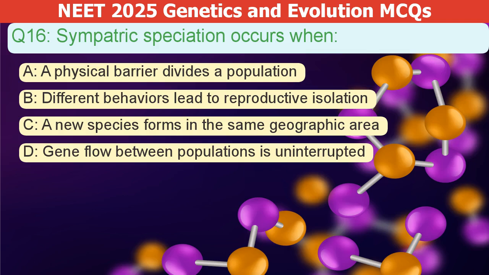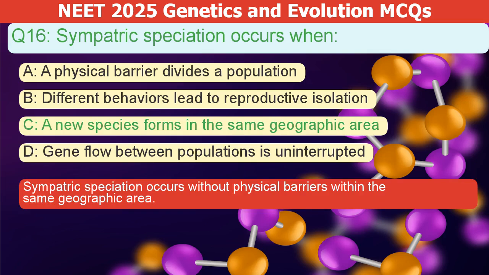Sympatric speciation occurs when A. A physical barrier divides a population. B. Different behaviors lead to reproductive isolation. C. A new species forms in the same geographic area. D. Gene flow between populations is uninterrupted.